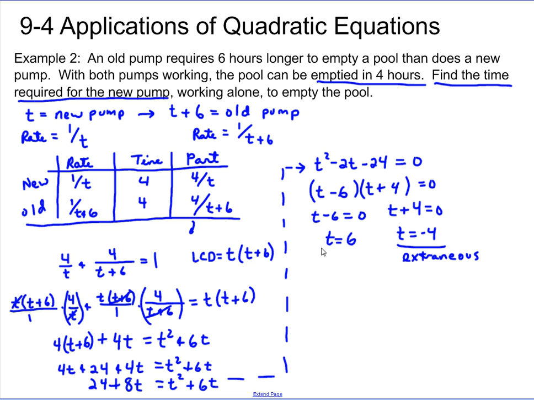But if we look at the first answer, t equals 6, that would work. We could say that it takes 6 hours for the new pump working alone to empty the pool. And that's the answer that we wanted. So we're done.